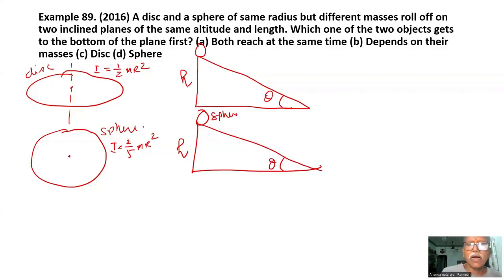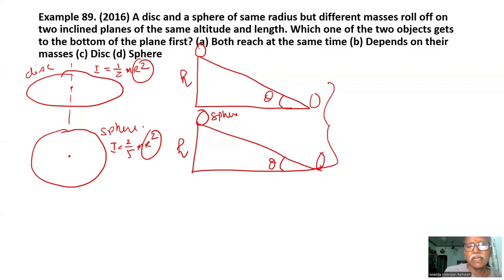Same radius. R is the same in both cases. Definitely the mass will be different; only the radius is the same. Which will come to this point first? That we have to find.